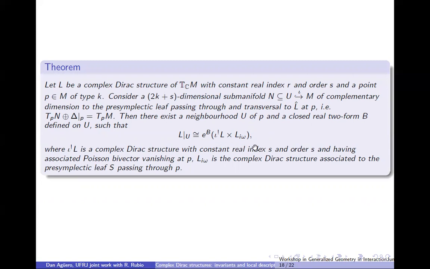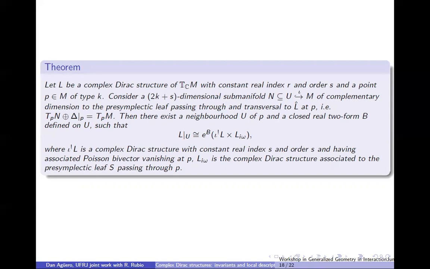So this is the splitting theorem, and this is a closed two-form. This is a real beta transformation, an honest beta transformation. So we decompose again: this E backward L is the singular part, and the L_{iω} is the regular part.